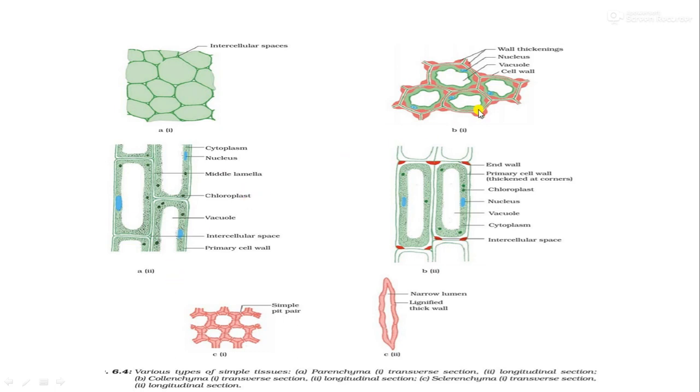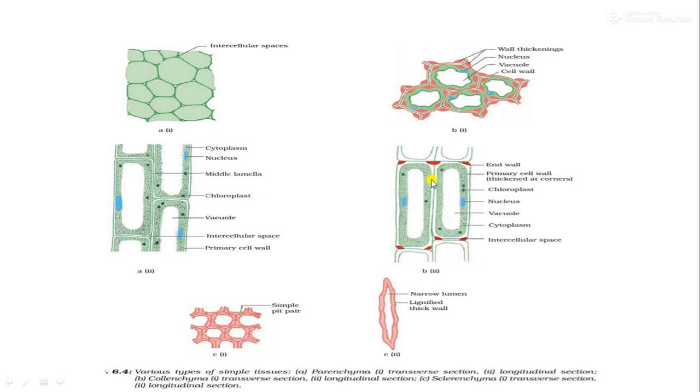Then comes collenchyma. The most important characteristic, as I told you, is wall thickening: the cell wall is thickened at the corners, and the rest of the areas are thin. It also has a large vacuole, with the nucleus and cytoplasm shifted to the periphery. This is the collenchyma cross section, and in longitudinal section, this is the end wall from where the other cells start. Many cells are placed alongside.